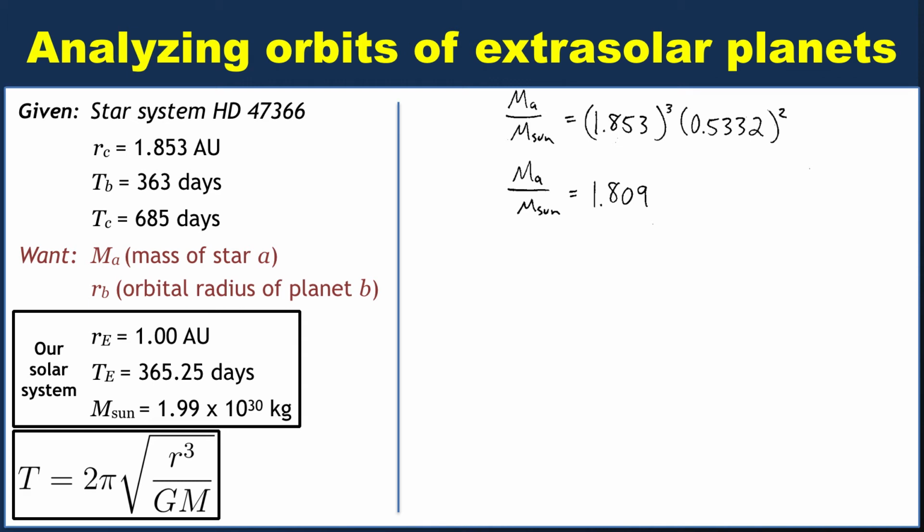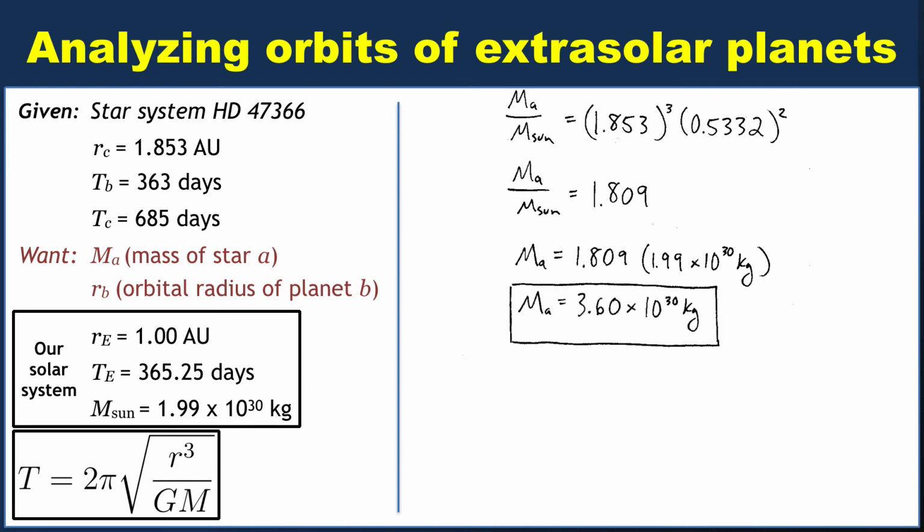You could just say that m sub A is 1.809 solar masses, but if we actually want a number in kilograms, then we insert the mass of the Sun, multiply it out, and see that the mass of star A is 3.60 times 10 to the 30th kilograms. So just by observing planets going around that star, we've figured out what that star's mass must be. Orbits are a great way to measure masses.